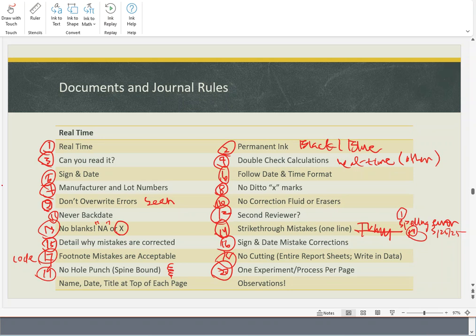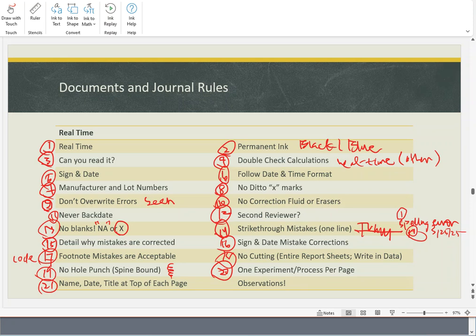21, you want to make sure that your name and your date and the title is at the top of each page in case they do get lost. That way we know who they go to, what you were doing in the documentation part of the process, and the time and date that you were doing them as well. They can go to the proper owner, and we can keep up with them if they do get lost.